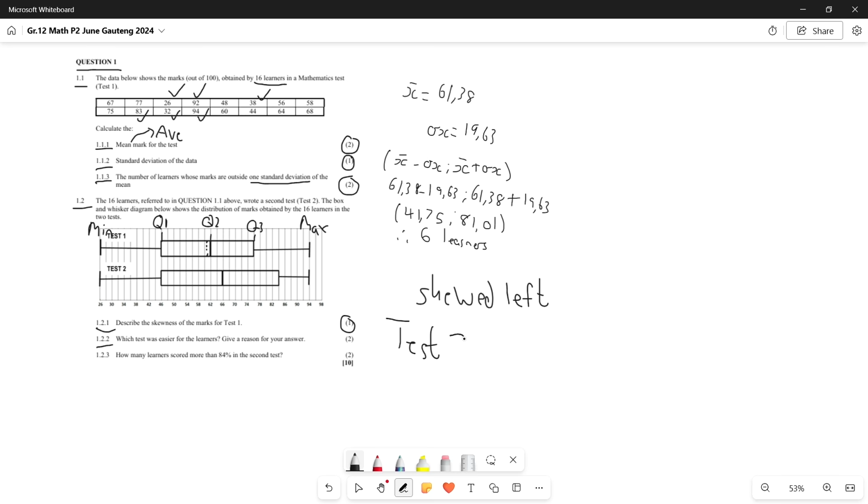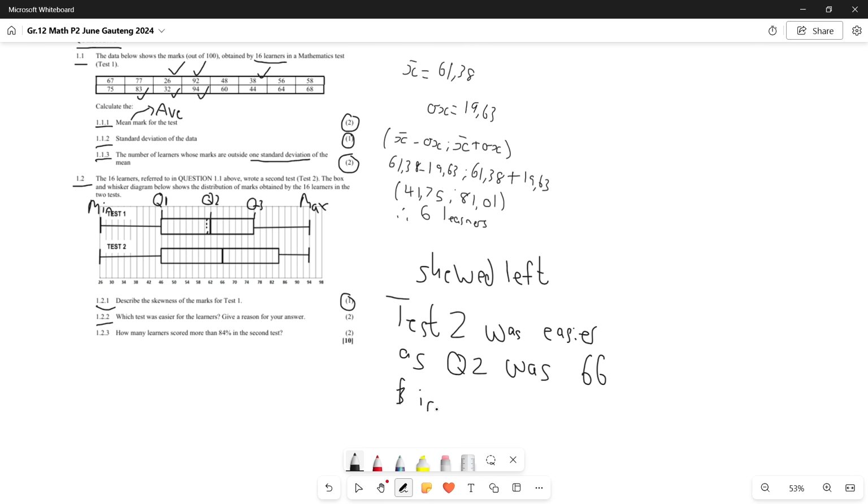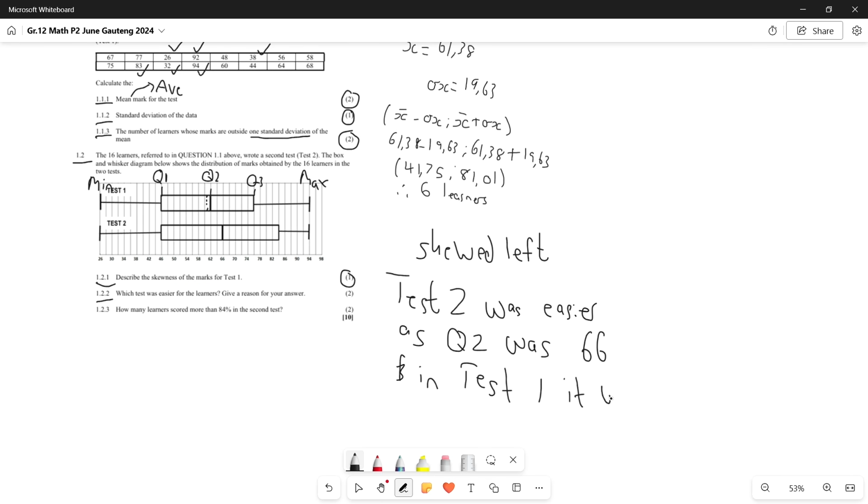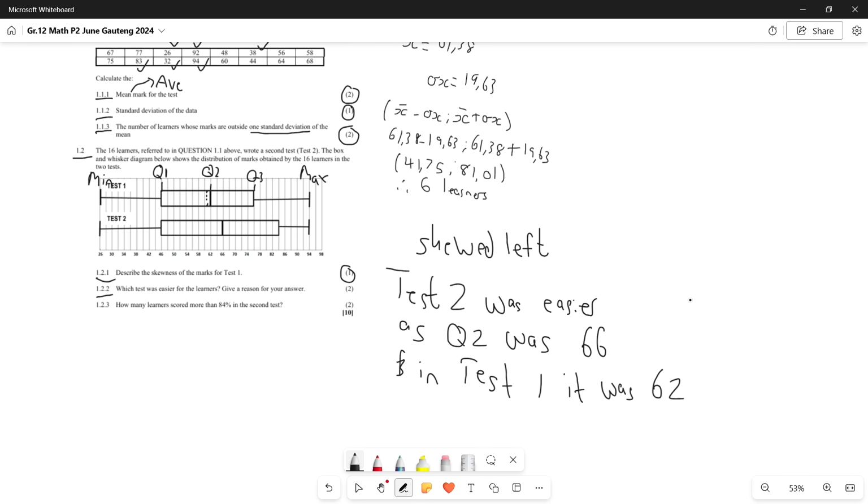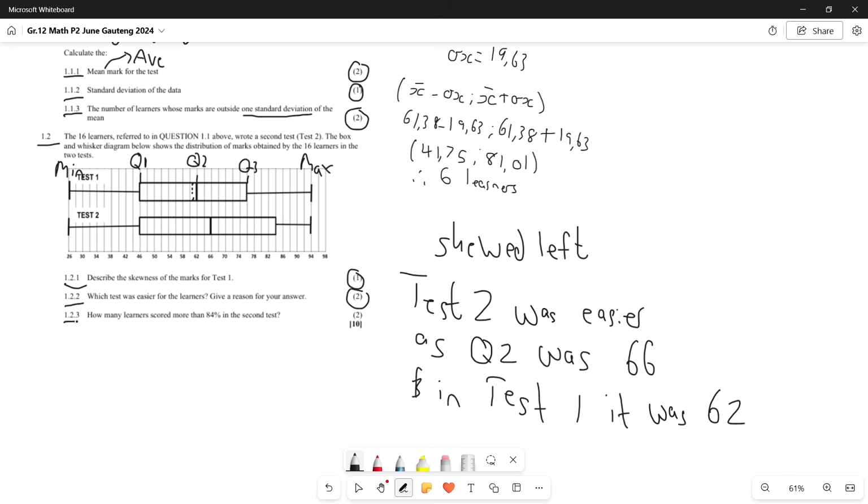We're going to write test 2 was easier as Q2, our median, was 66, and in test 1 it was 62, which ultimately means that 50% of the learners got above 62 for test 1, but 50% of the learners got above 66 for test 2. And that means more people in test 2 got higher marks than test 1. And that just earned us 2 marks over there, which leaves us with the last question here, question 1.2.3.